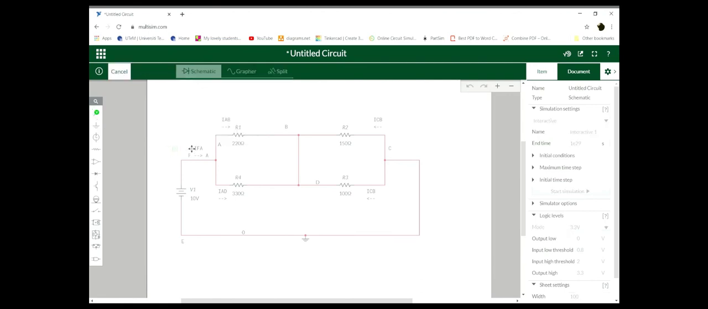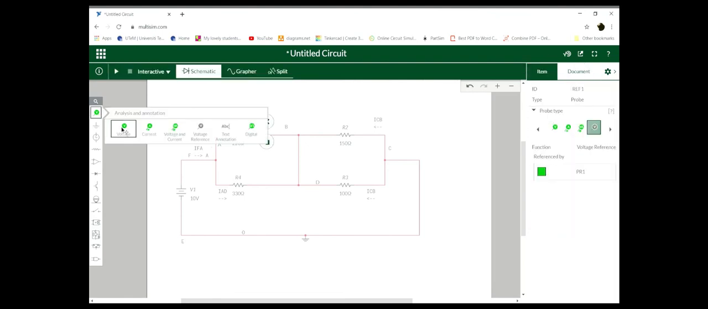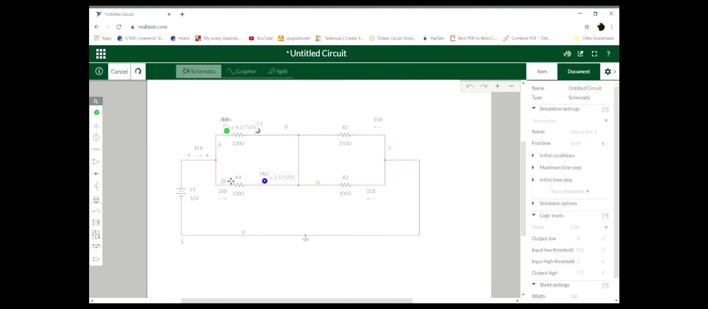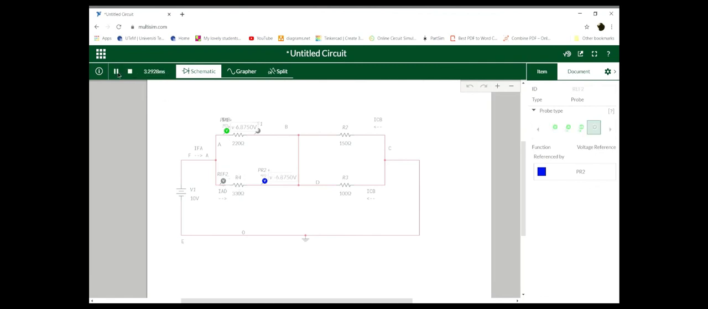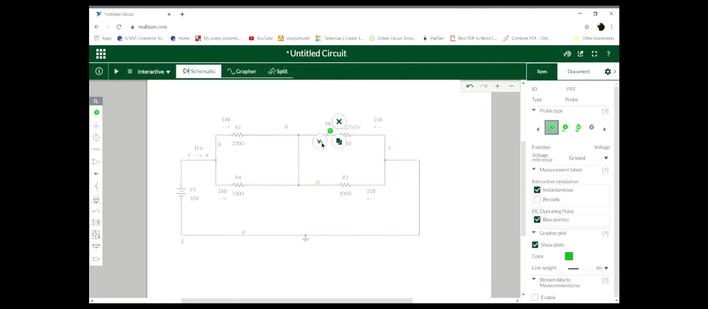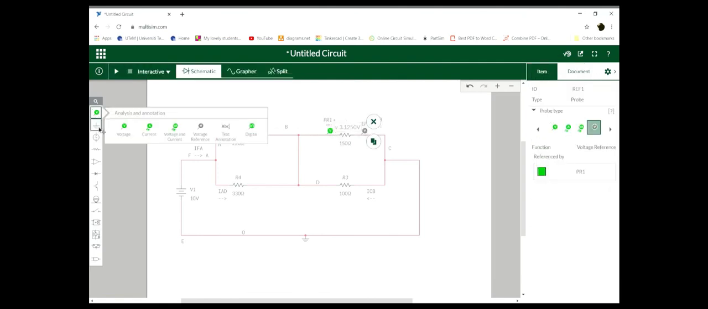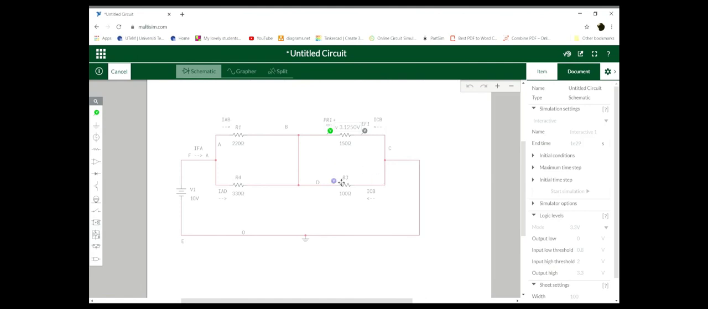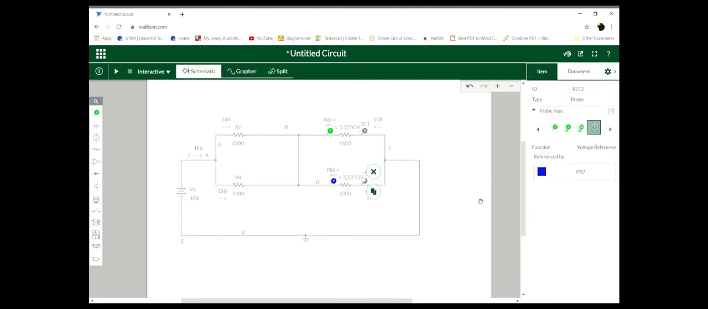Next loop, we have AB, DA. We can see the value of voltage between AB and DA is the same because, according to Ohm's law, in a parallel circuit the value of voltage is the same. The third loop, we have BD, CB. The value of voltage between BD and CB is also the same because, according to Ohm's law, in a parallel circuit the value of voltage is the same.